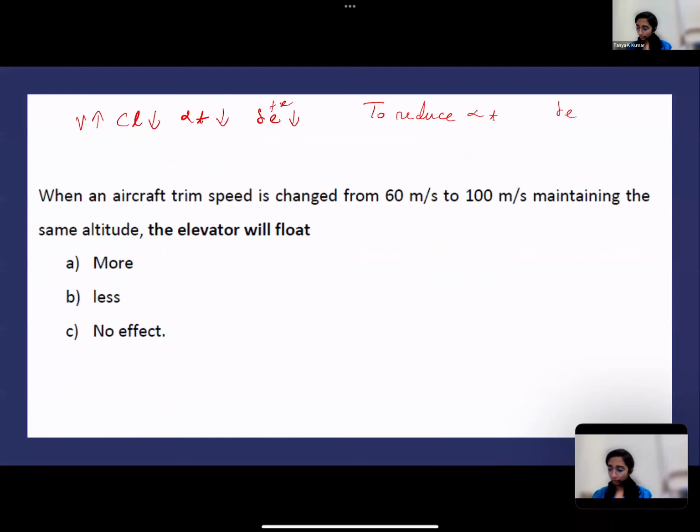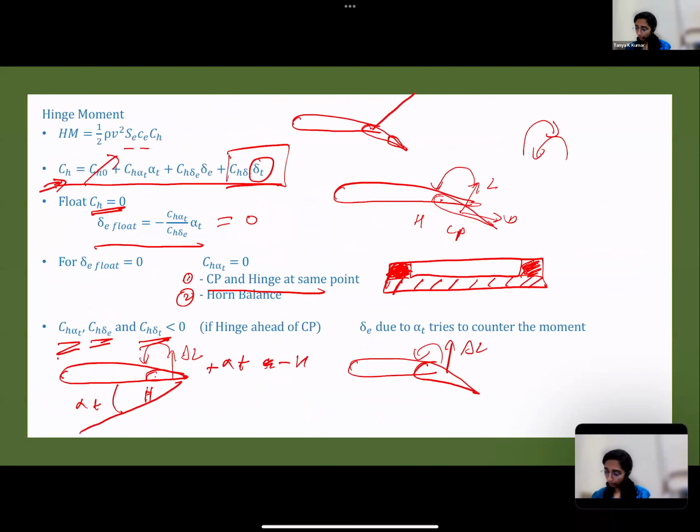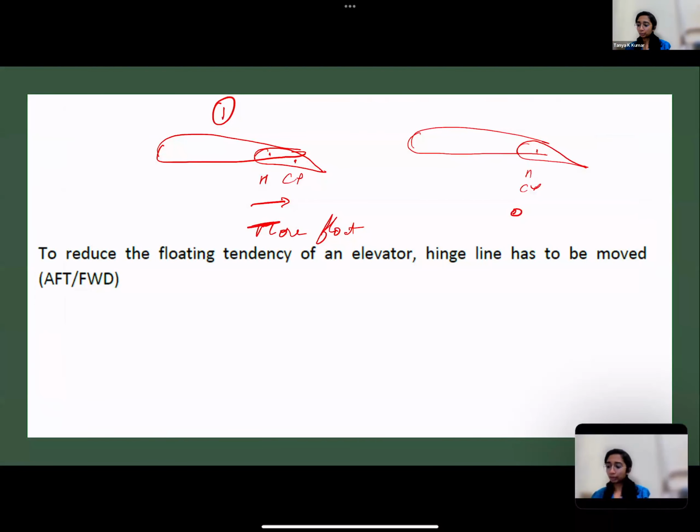Correct? So we had discussed this. If your CP and hinge point are at the same place, then you will have no moment. So no floating tendency. Correct? Your delta E float will become 0. So if I move my hinge point towards CP and it becomes at the CP, I'm reducing the floating tendency. The delta E float becomes closer and closer to 0. Correct? Because there will be no moment produced. Yes. So it has to be moved aft.